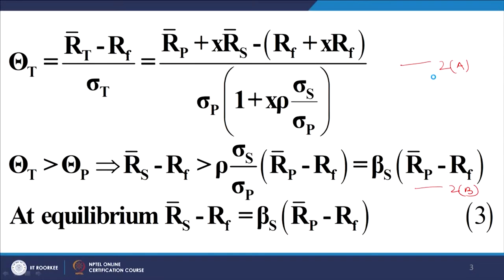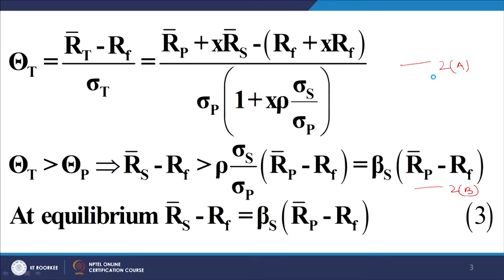if the left hand side of equation number 2b, you can see here, is greater than the right hand side, then people would invest more and more in security S. They would borrow at the risk free rate and keep on investing in security S to add it to their portfolio P to form the portfolio T. And of course, if the left hand side is less than the right hand side of equation 2b, then the inverse process, that is shorting security S and investing at the risk free rate, would take place.